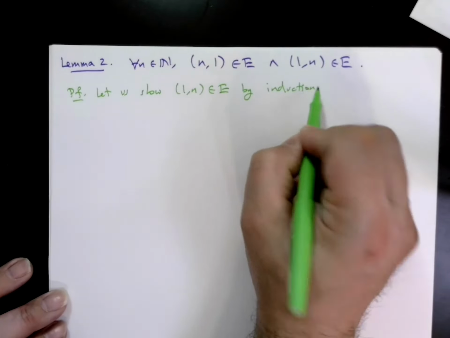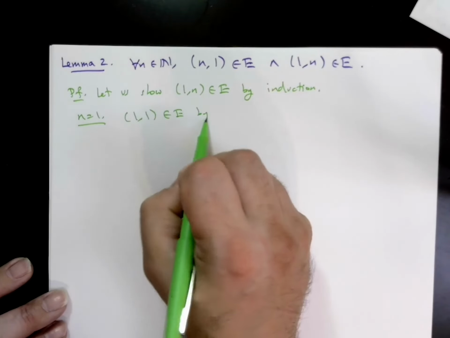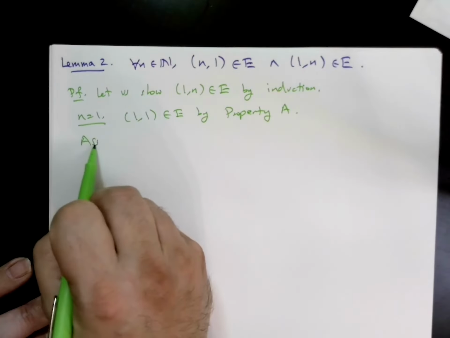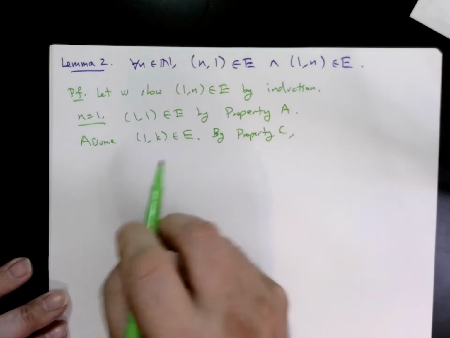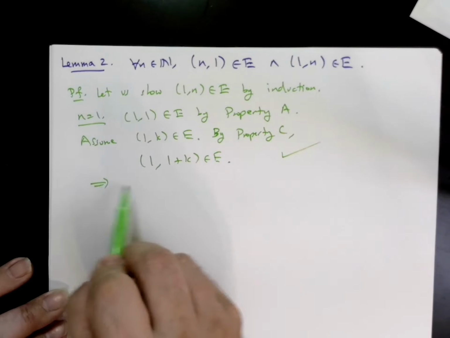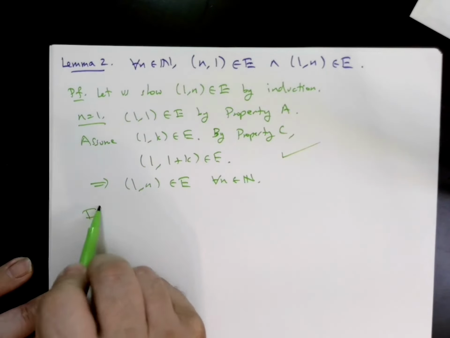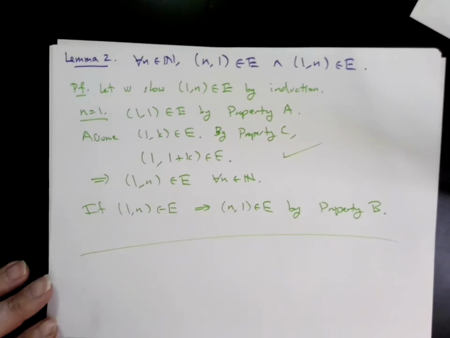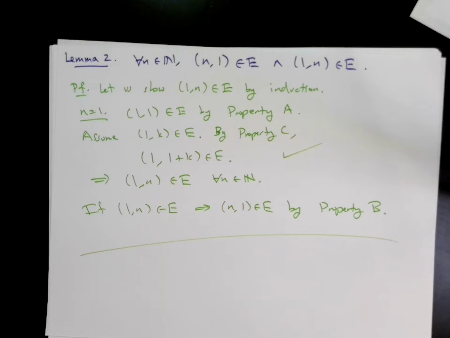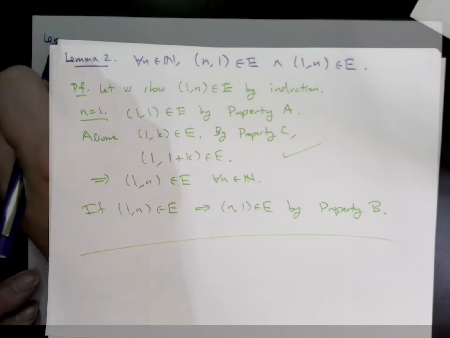We're first going to prove that (1, n) is in E by induction. Notice for the base case n equals 1, this is just property 1. Now assume that (1, k) is in E. Then by property 3, (1, 1 plus k) is in E, and this gives us the induction step. Also, notice that if (1, n) is in E, then by property 2, (n, 1) is in E. And we have proved the lemma.